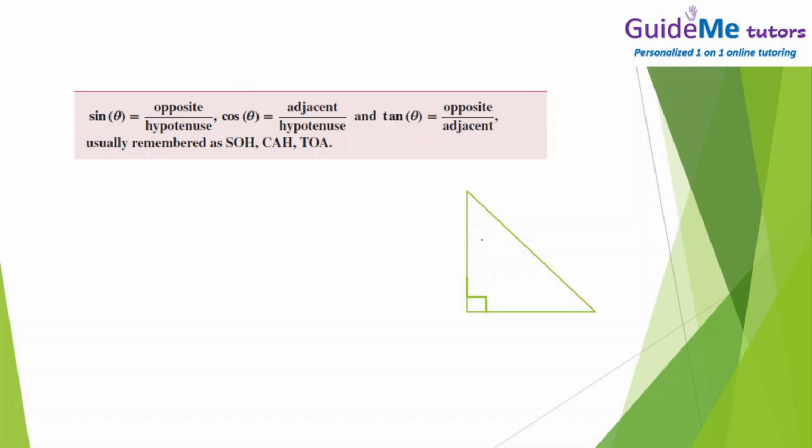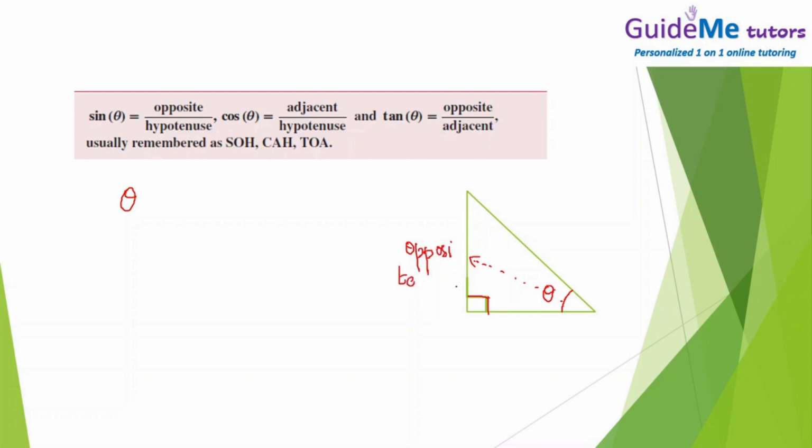How can we apply the trigonometric ratios to solve the right angle triangle? Let's see. Suppose it's written that sine theta is equal to opposite by hypotenuse. We know that in a right angle triangle, this angle is 90 degrees, no doubt. I'm going to name this angle as theta. This symbol, we read it as theta. So if this angle is theta, then the side opposite to this theta is this side, and this is the opposite side of angle theta.